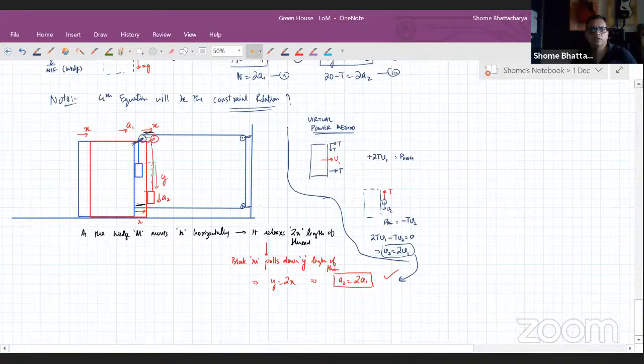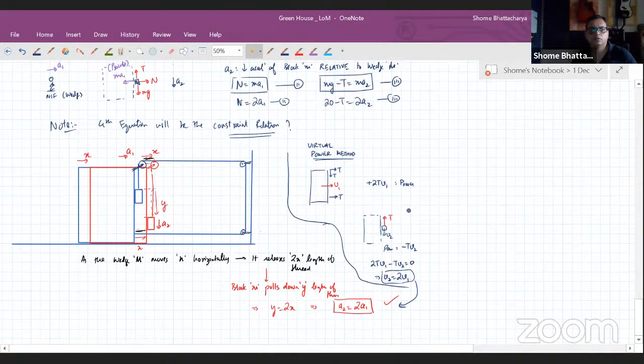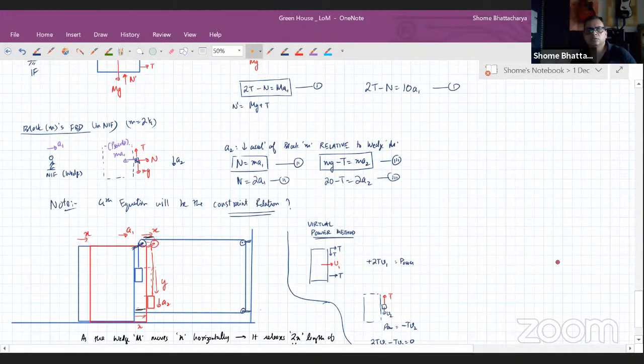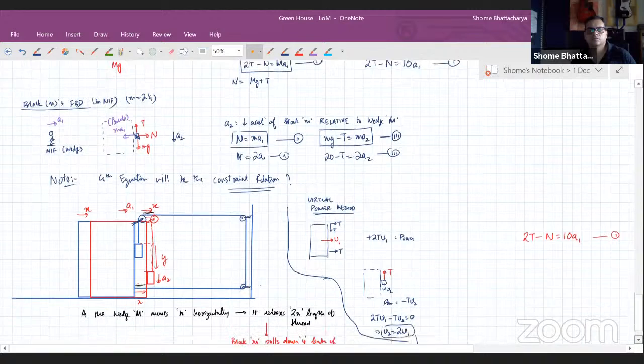Okay, so this is very important here, the constraint relation. And now we have to just solve these equations. So the constraint relation becomes our fourth equation. So I'll just list out the equations on the side so that we can solve them now. So we have 2t minus n is equal to 10a1. That is our first equation.